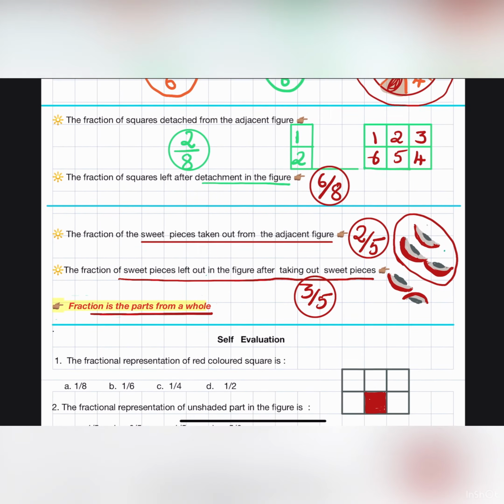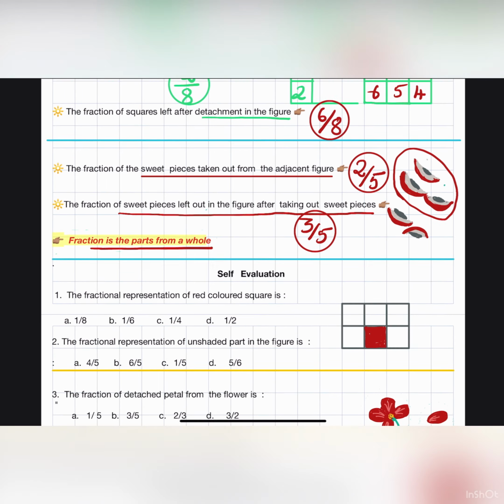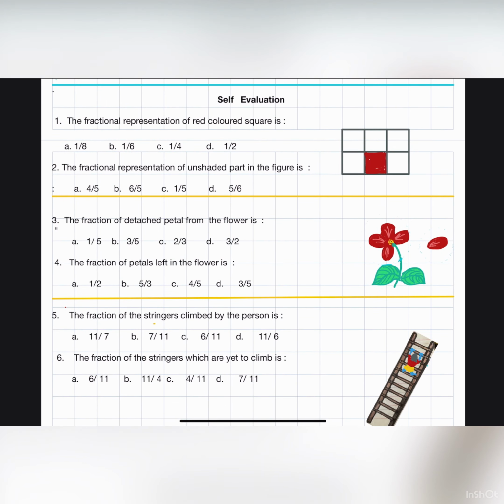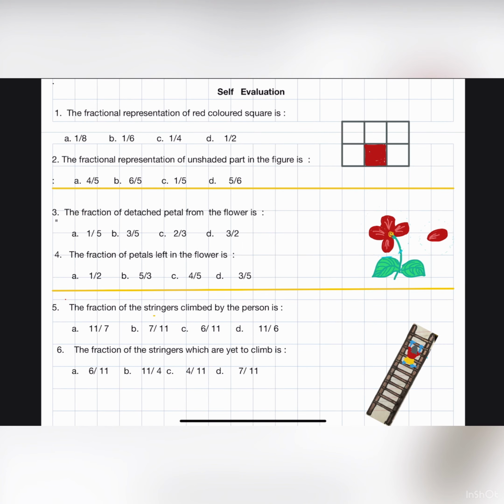And we have self-evaluation questions. Just attend them and find out how much you have scored.